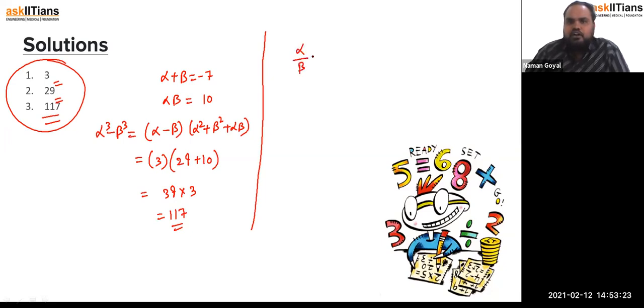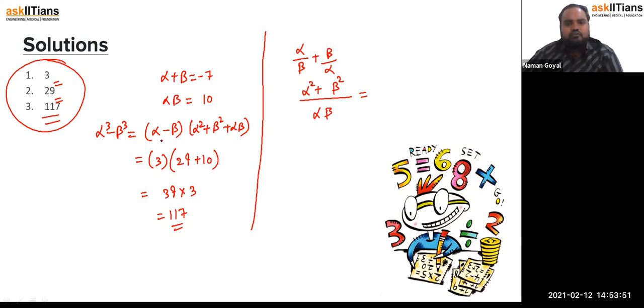Alpha upon beta plus beta upon alpha. If the question is asking for that, how do we find the value and what is the value? See, alpha beta is the LCM. We can take alpha beta as the LCM. Now alpha is multiplied with this alpha, so it becomes alpha square, plus beta is multiplied with this beta, so it becomes beta square. So it gives alpha square plus beta square upon alpha beta.